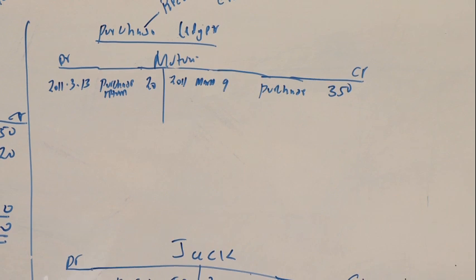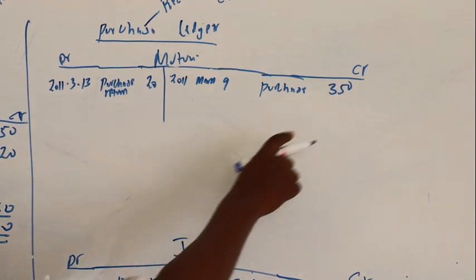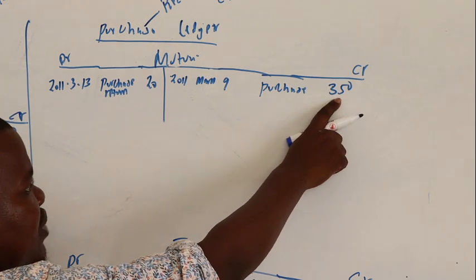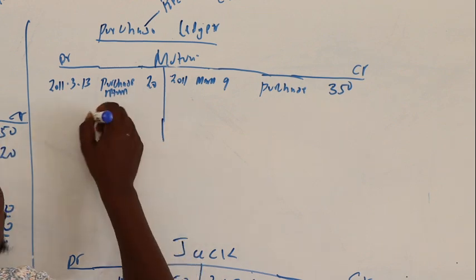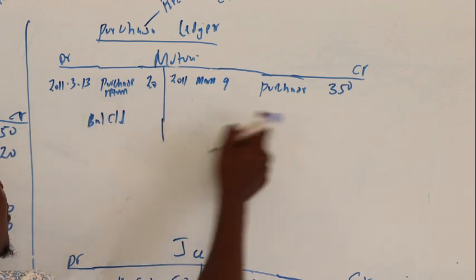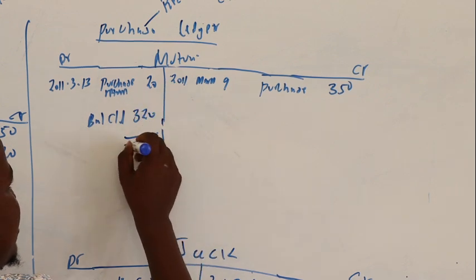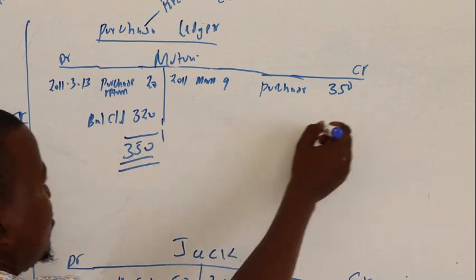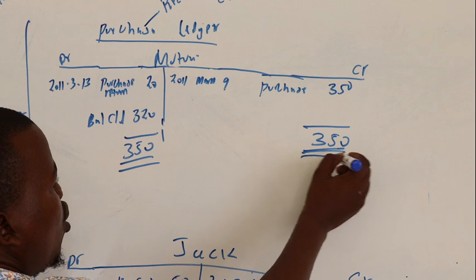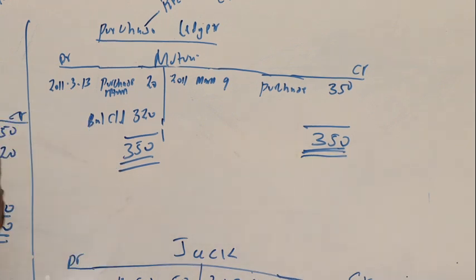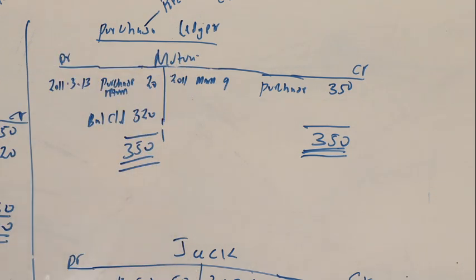Then let's also balance Mutua. Mutua, we purchased from him 350 and then we returned 20. So balance carried down will be 350 minus 20, will be 320. So that the account can balance at 350. Remember to put the double lines when you are closing the account, because that shows the account is fully closed.